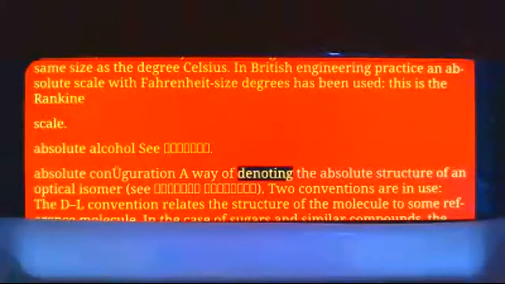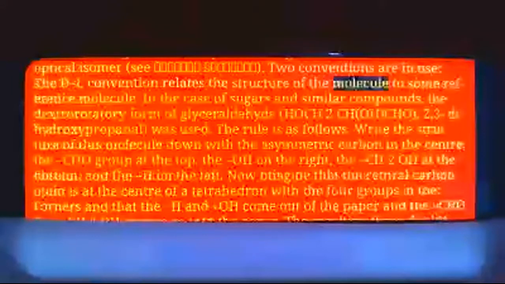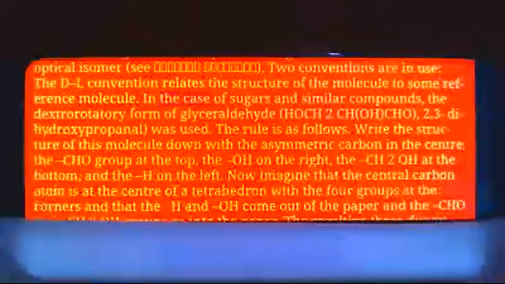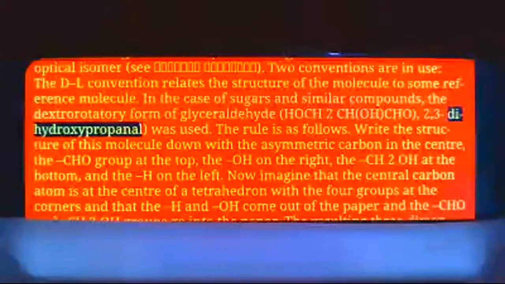Absolute configuration: a way of denoting the absolute structure of an optical isomer. Two conventions are in use. The DL convention relates the structure of the molecule to some reference molecule. In the case of sugars and similar compounds, the dextrorotatory form of glyceraldehyde, 2,3-dihydroxypropanal, was used. The rule is as follows.